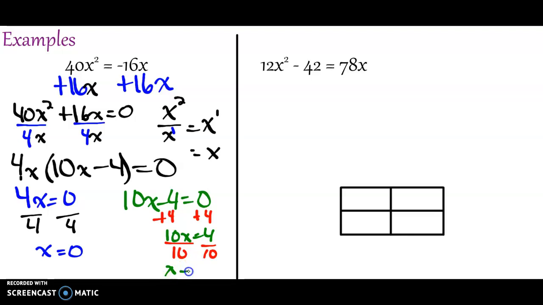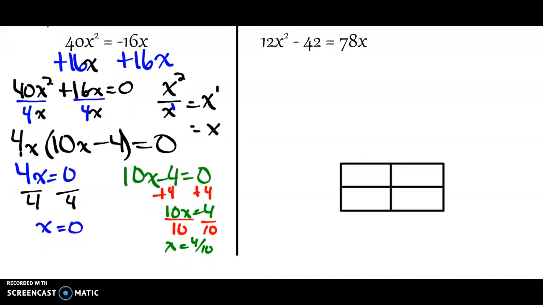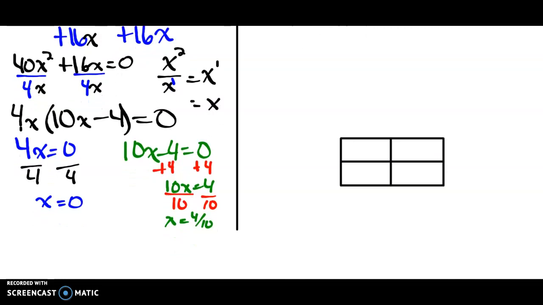So x equals 4/10. Or we can simplify 4/10 by dividing. I'm going to write it again. We can simplify 4/10 by dividing both of them by 2. Both of them are divisible by 2, so 4/10 becomes 2/5.